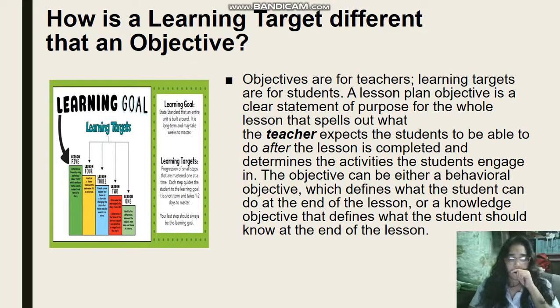How is a learning target different than an objective? Objectives are for teachers, learning targets are for students. A lesson plan objective is a clear statement of purpose for the whole lesson that spells out what the teacher expects the students to be able to do after the lesson is completed and determines the activities the students engage in. The objective can be either a behavioral objective, which defines what the student can do at the end of the lesson, or a knowledge objective, which defines what the student should know at the end of the lesson.